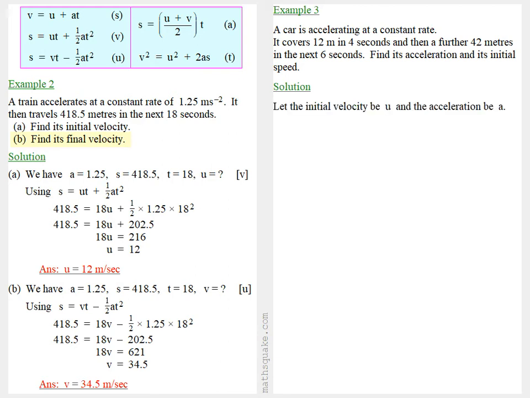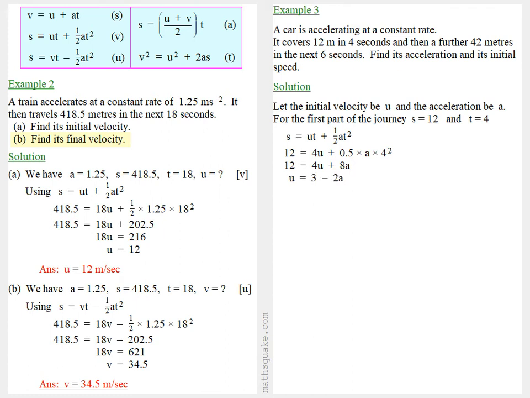So if we let the initial velocity be u and the acceleration be a, we don't know either of those, but we do know for the first part of the journey s is 12 and t is 4. Now, using s equals ut plus a half at squared, that gives us 12 equals 4u plus a half times a times 4 squared, which is 12 equals 4u plus 8a, or u is equal to 3 minus 2a. We can call that equation 1.